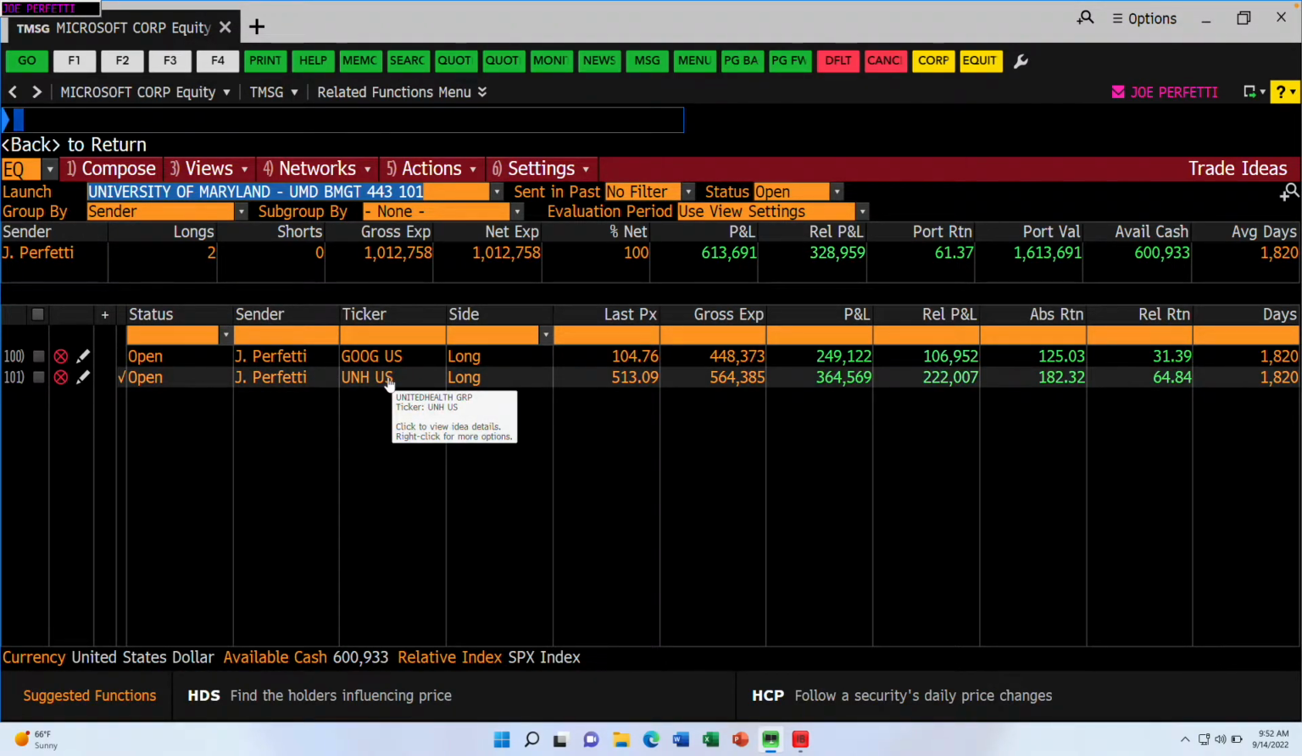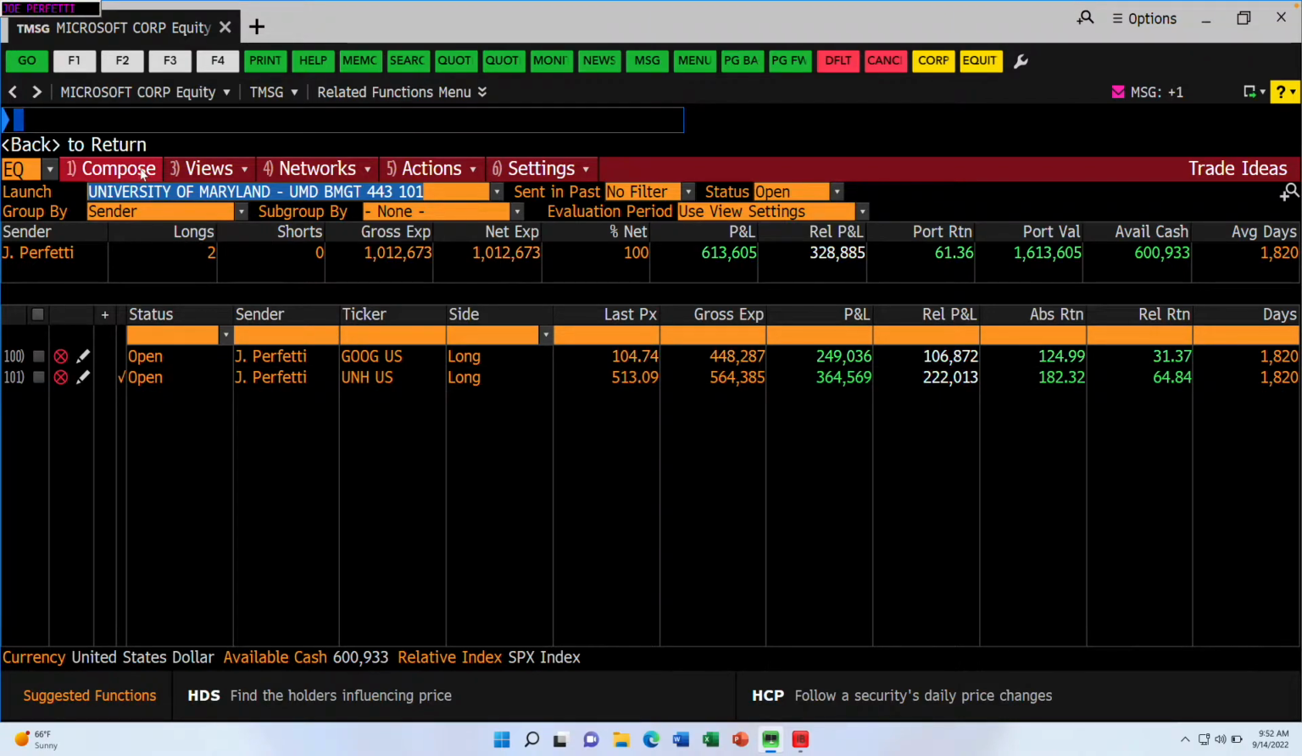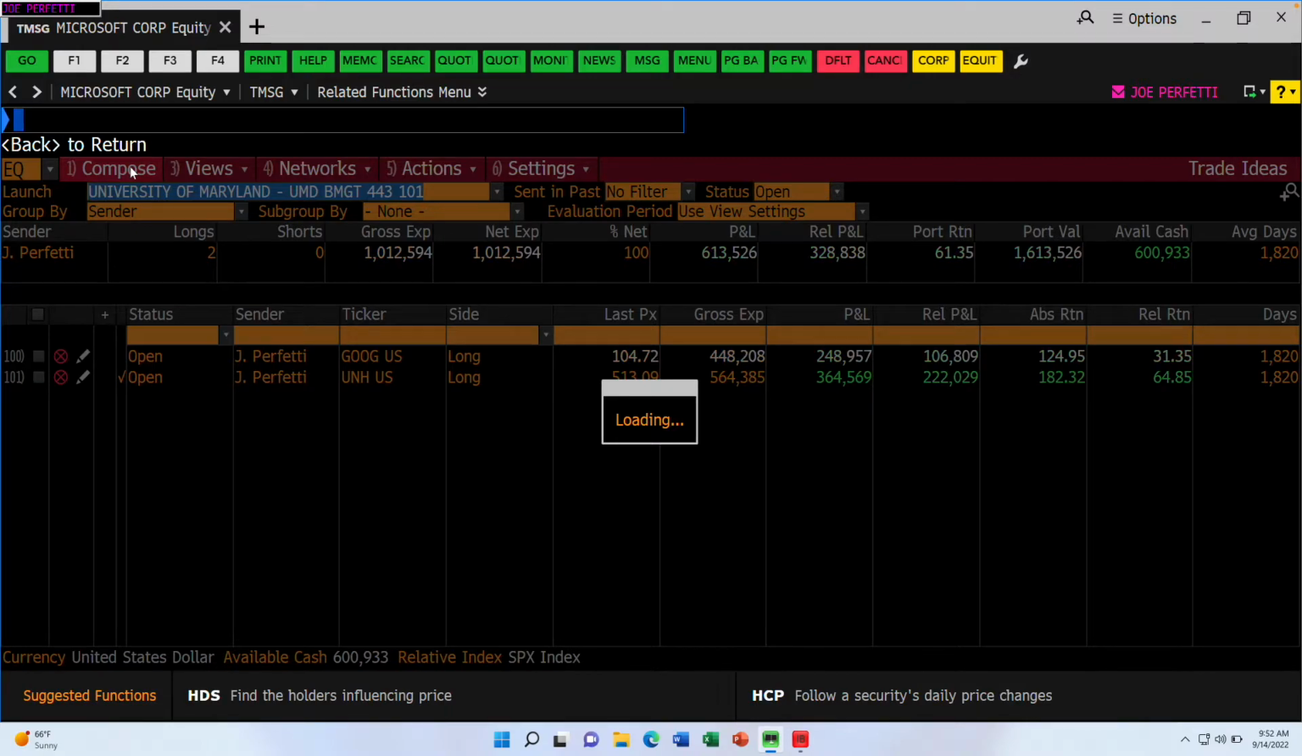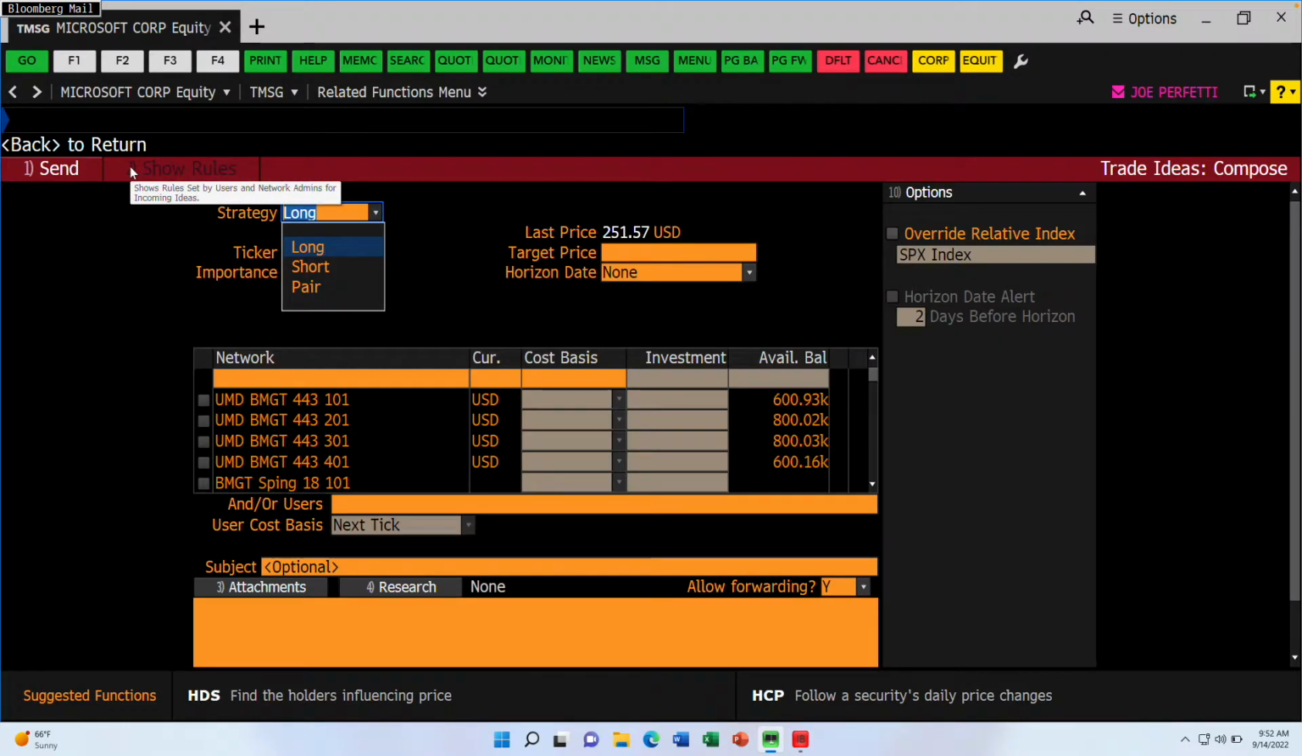Now, when you actually make your trade, up here in the left, it says compose. This is where you actually make your trade. Pop-up screen. Go long, own the stock, or go short. Those are your two options. Whatever ticker symbol you were on will be loaded here, Microsoft. This is the current share price of Microsoft that you'd be buying or selling it at. Importance, target price, horizon date, meaningless. Don't worry about it.